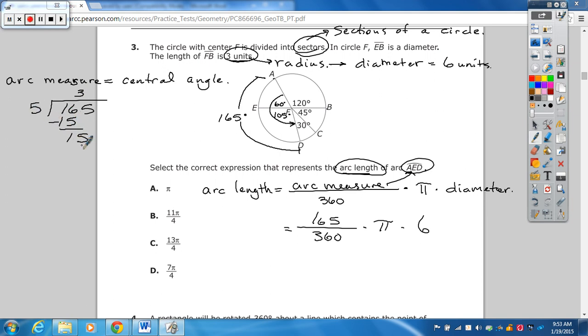How many times does 5 go into 15? Again, because I brought down the 5. 5 goes into 15 3 times. 3 times 5 is 15. There is no remainder left over. My numerator reduces to 33.